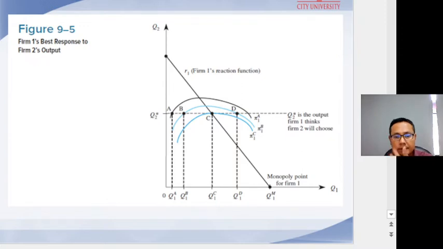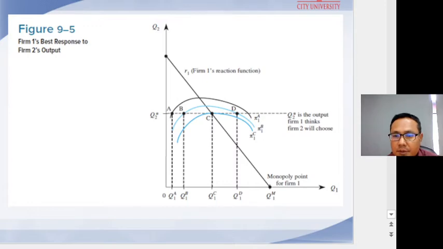So in figure 9.5, we will assume firm 2's output is given by Q2 star. Since firm 1 believes firm 2 will produce this output regardless of what firm 1 does, it chooses its output level to maximize profit when firm 2 produces Q2 star.